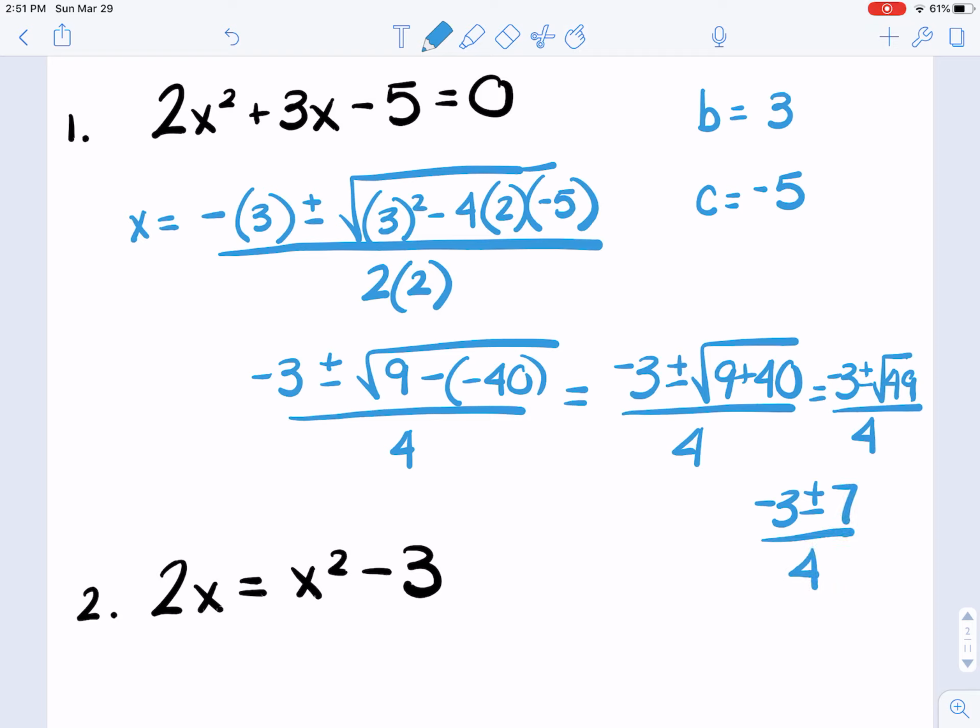In addition to being very careful with your parentheses when you're typing in a calculator, there is no plus or minus sign on the calculator. So you would have to do one with the plus version and then one with the minus version.